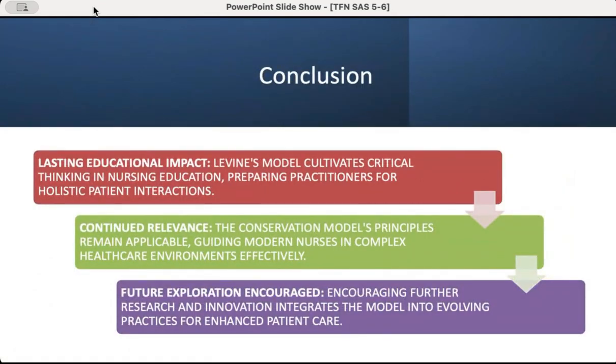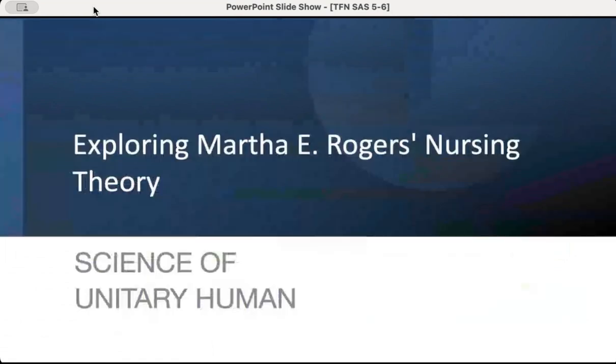So to conclude, Levine's model cultivates critical thinking in nursing education, preparing practitioners for holistic patient interaction. The conservation model principles remain applicable, guiding modern nurses in navigating complex healthcare environments effectively and encouraging further research and innovation that integrates the model into evolving practice for enhanced patient care.